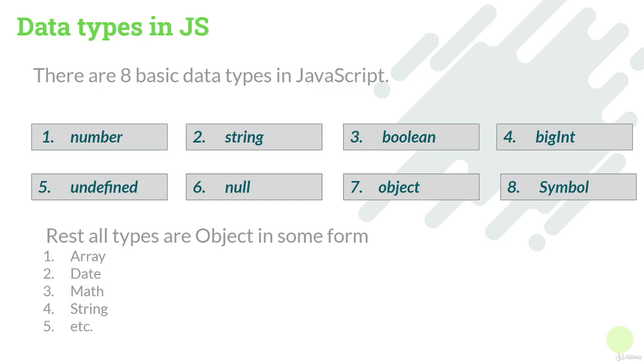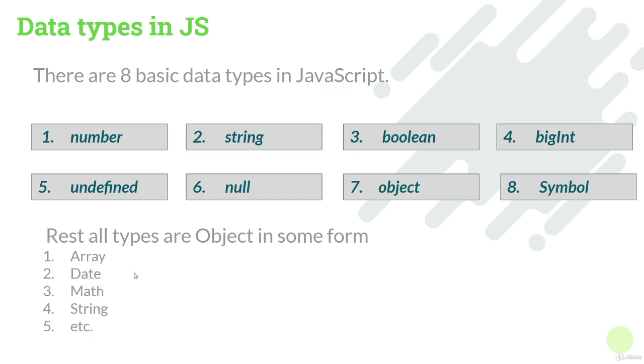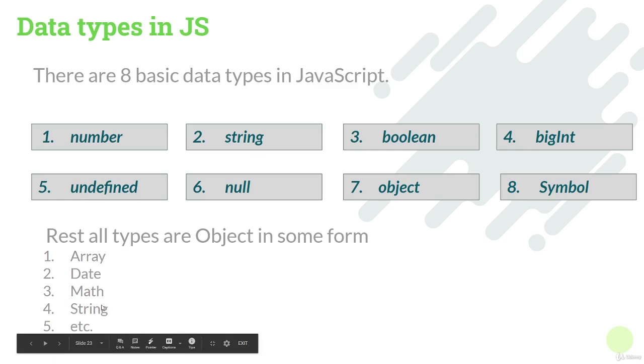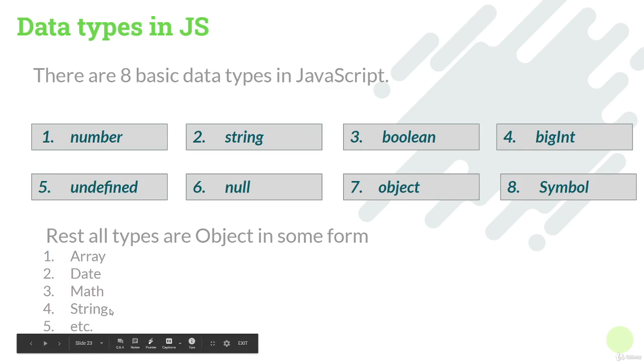In object, all the rest of the data types apart from these are objects in some form. Array is a form of object, date is a form of object, math is a form of object. There are different ways. This string is not the same string, because here the string is small and here the string is a method actually. So we'll see this as well.